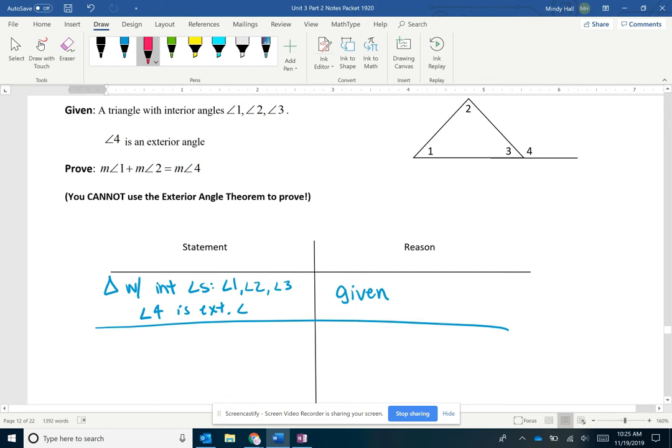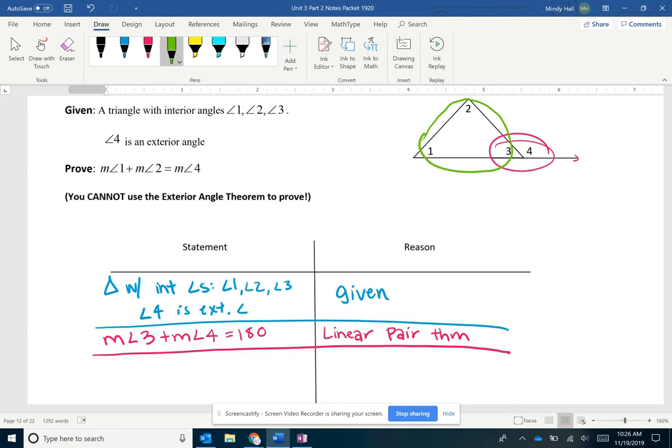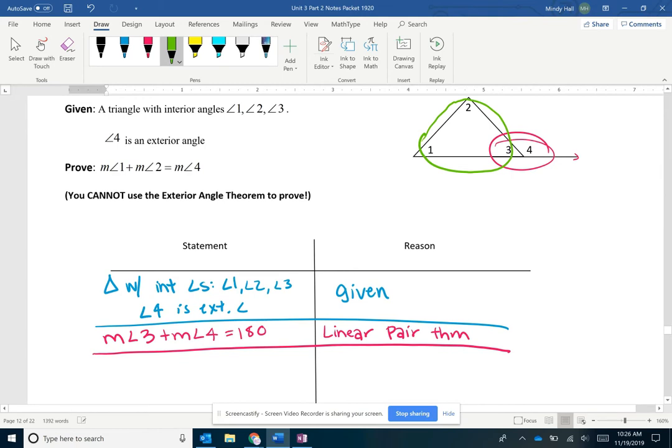But what we can do is start by understanding the relationship between angle 3 and angle 4. We know that the measure of angle 3 plus the measure of angle 4 is going to be 180 degrees. Again, there should be a little arrow, but that is because of the linear pair theorem. These make a line together, and with that line, they make 180 degrees. Now, if you notice, 3 is also in a triangle with 1 and 2, which means that those 3 angles will also add up to 180 because of the triangle sum theorem.